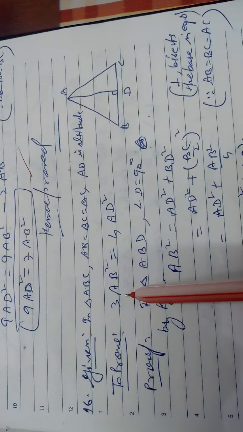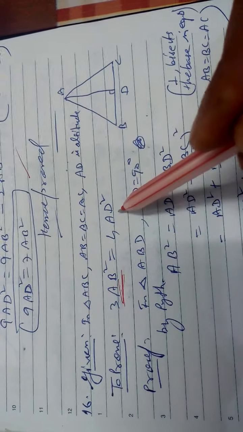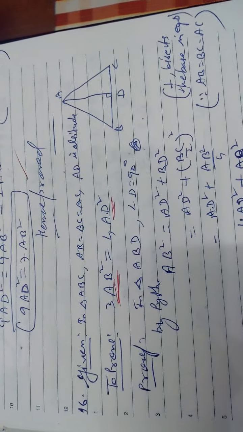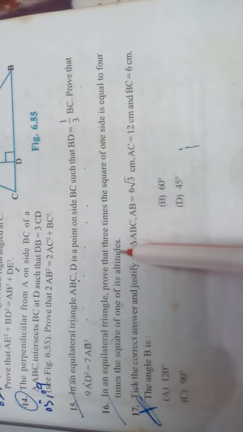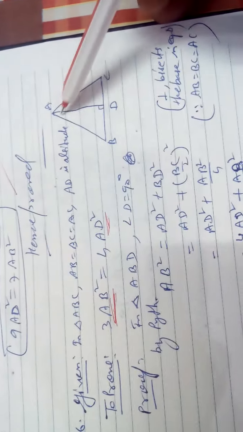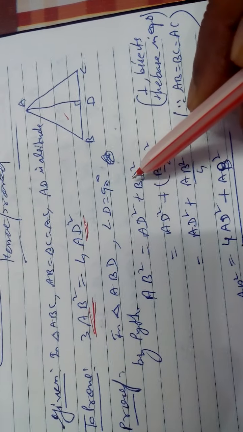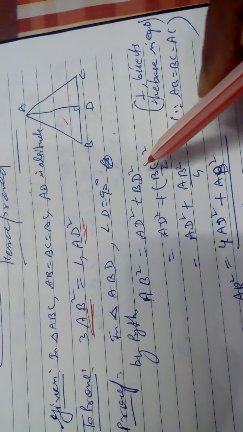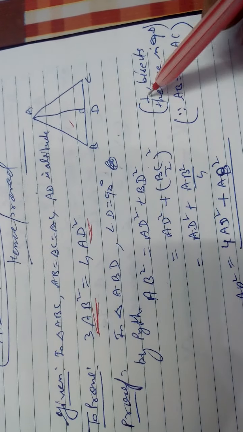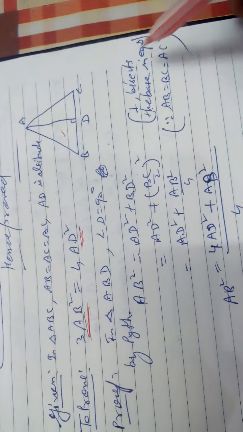So AD is the altitude. You want to prove three times the square of a side equal to four times the square of the altitude. In words, the question is given; there is no ABCD figure. According to this, I am taking the altitude AD. So in this right triangle, AB square is equal to AD square plus BD square. BD is BC by 2, because the altitude is the perpendicular bisector of the base in an equilateral triangle.